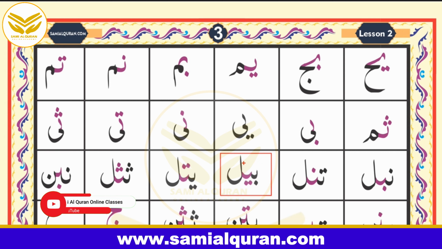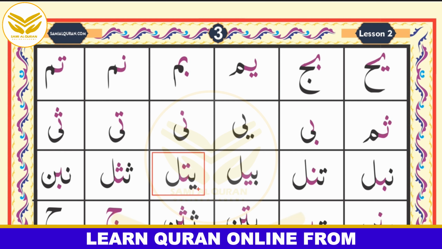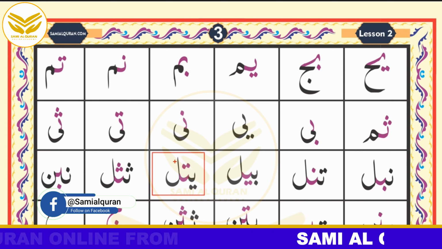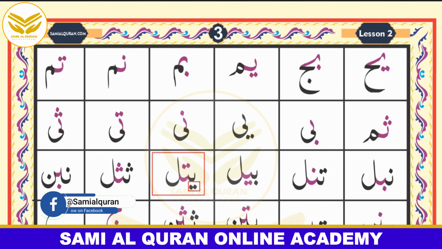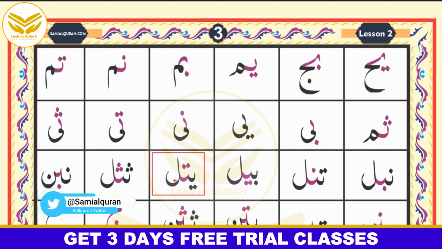Ba, Ya, Lam. Ya, Ta, Lam. Remember, Ya always has 2 dots in the bottom and Ta has 2 dots on the top. So read again. Ya, Ta, Lam. Next.